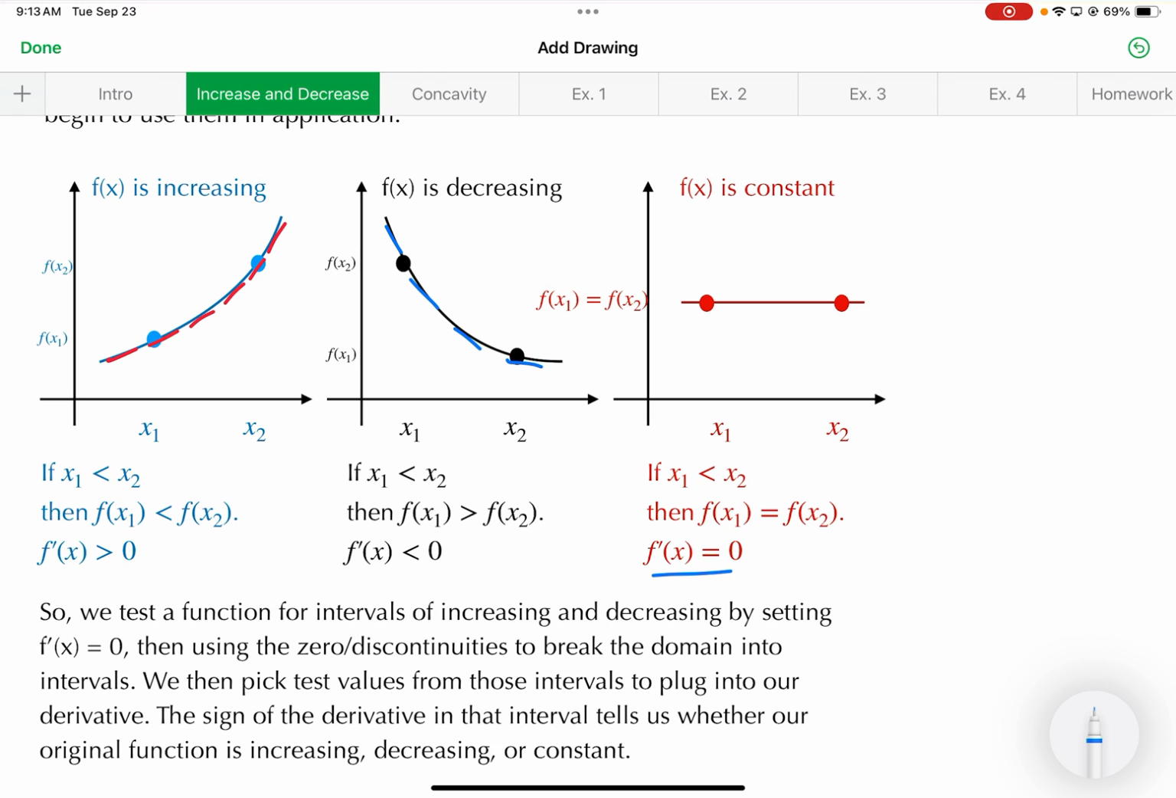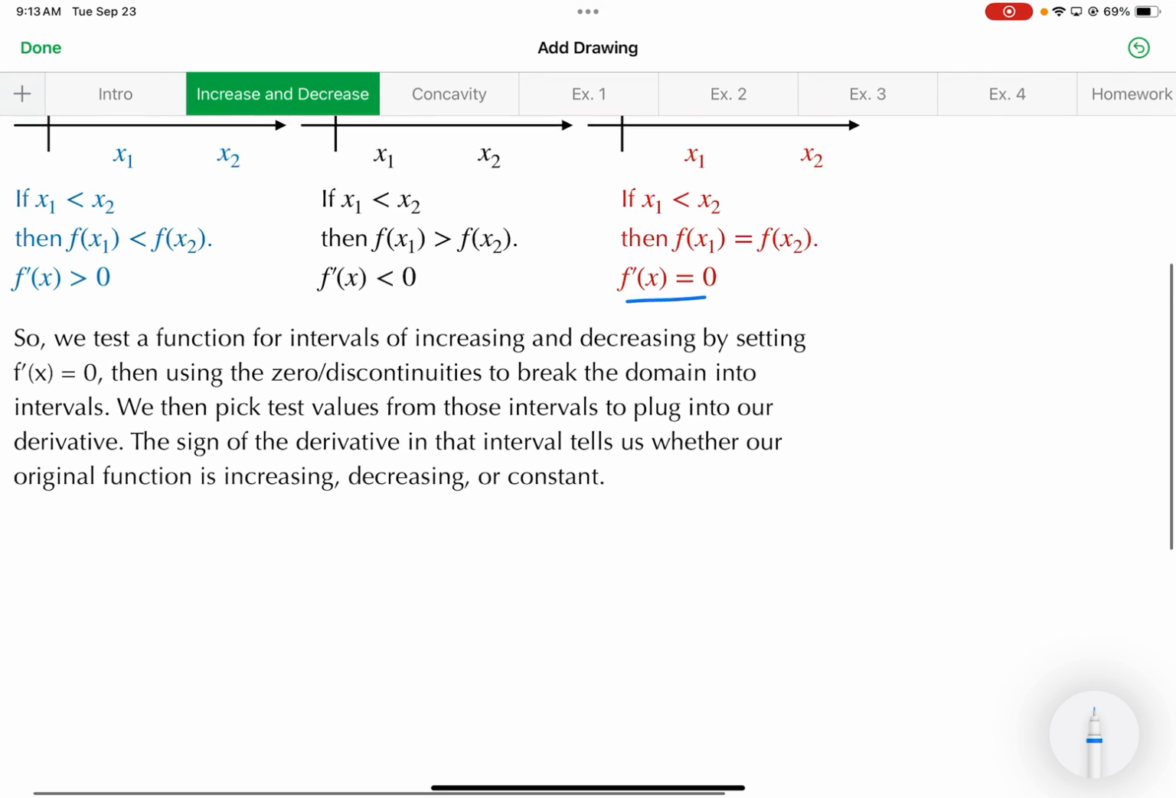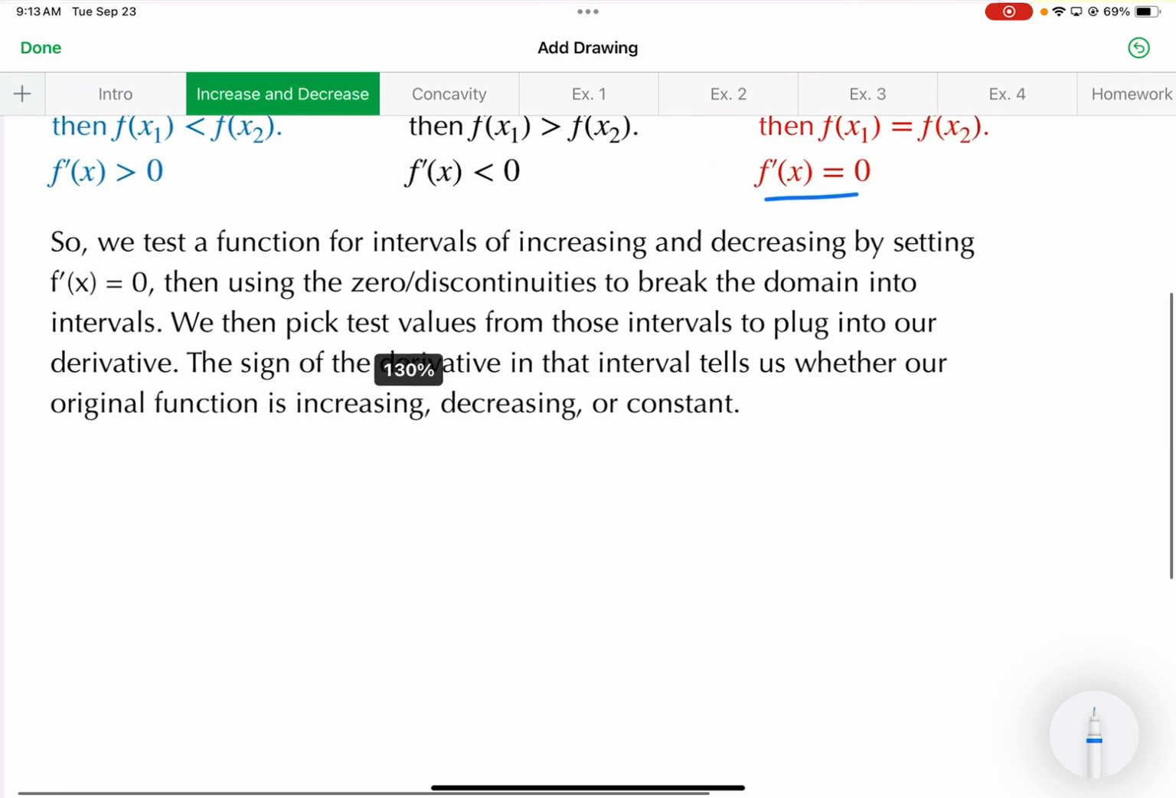And then we'll use those values to set up intervals, and we'll test the value of those intervals in our derivative to see whether it is positive or negative. If your derivative is positive, you're going up. If your derivative is negative, it's going down. Okay, so that's what this paragraph from me rambling on says.